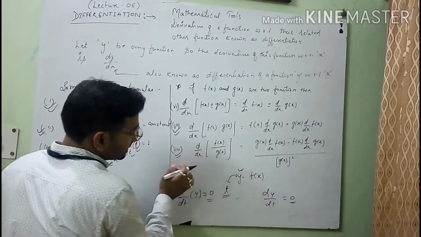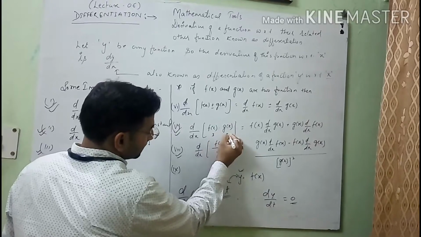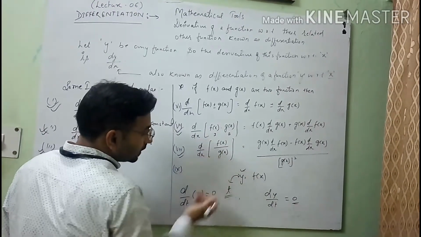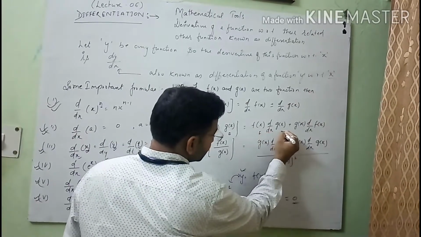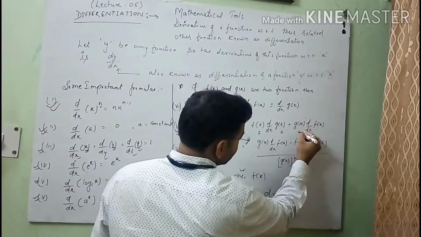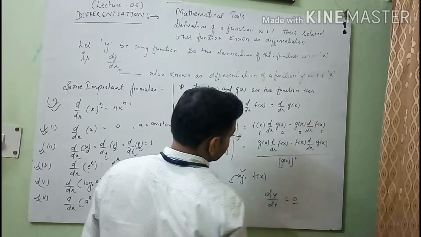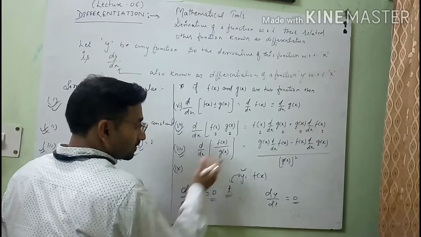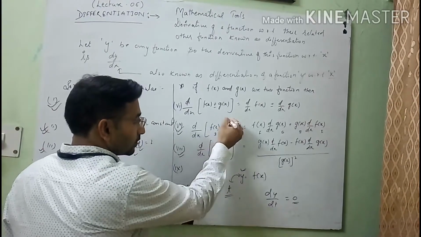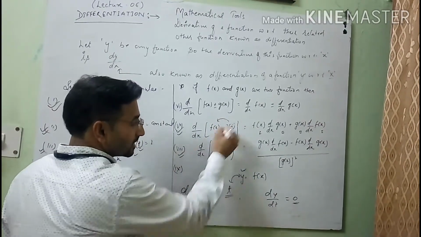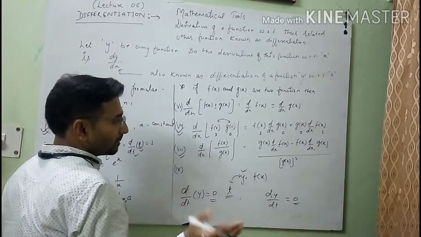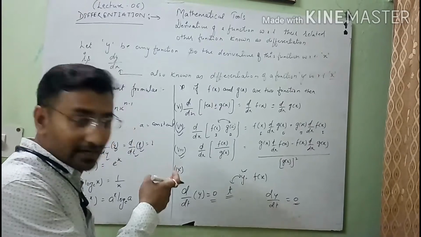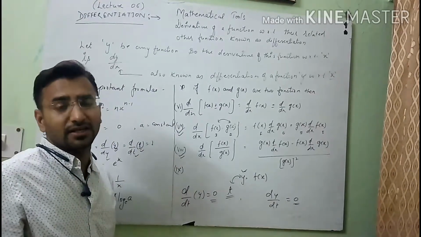See here, the product rule: this is our first function, this is our second function, and the differentiation of f(x) into g(x) means first function into the differentiation of the second function, plus the second function into the differentiation of the first function. You should remember this way to learn the formula, and you can interchange the functions. You can make g(x) the first function and f(x) the second function. It depends on you. This is valid in the differentiation case, but it is not valid in the case of integration.